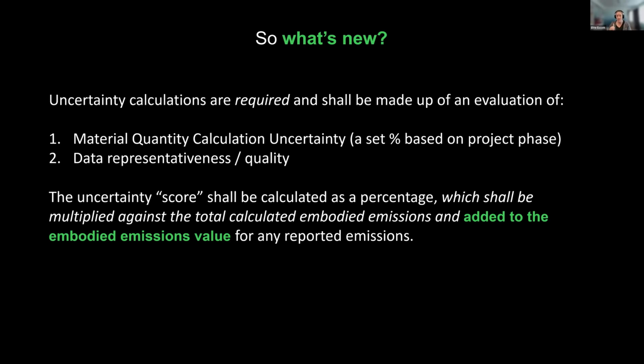And then that percentage gets multiplied against your total calculated embodied emissions. So you get a kilogram carbon value, and you have to add it to the top of your building's emissions calculated value. So essentially, if it's big because you use bad data, your building will look like it's performing worse than if you were using better data. So it's a motivator to use the best, most representative data you can get your hands on.